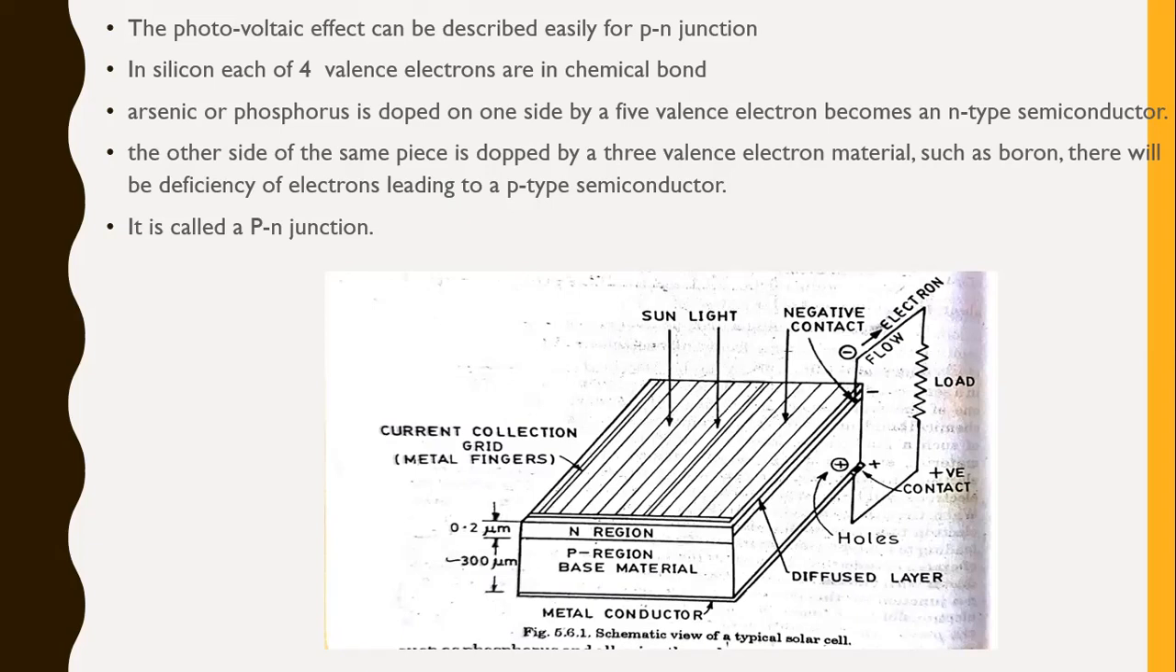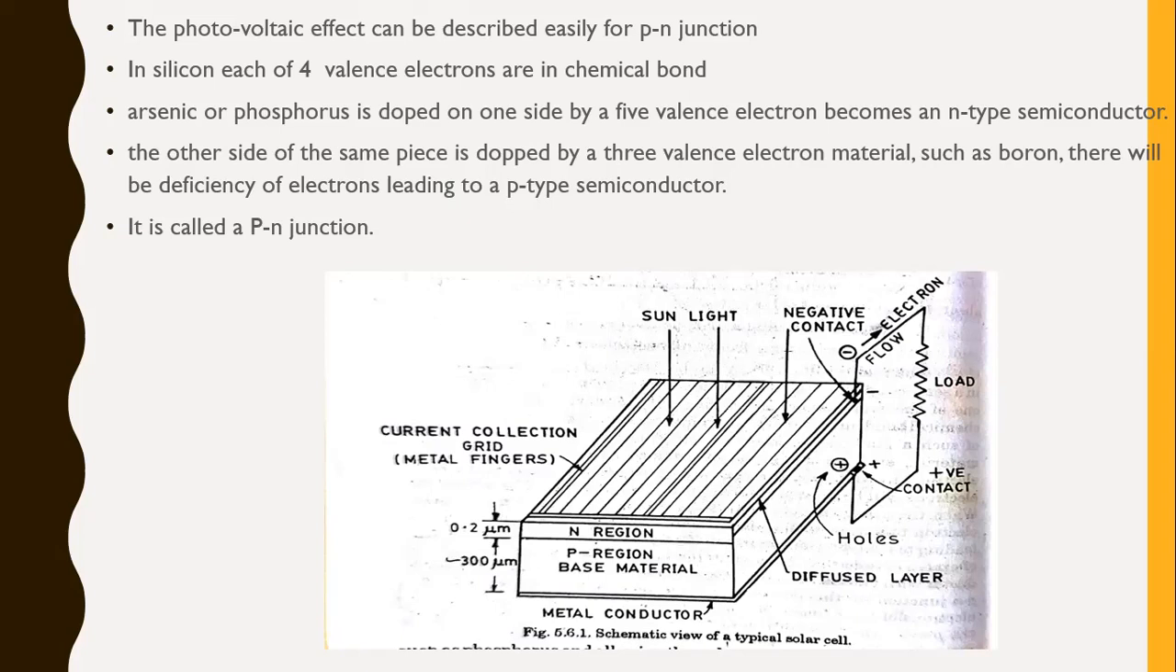The other side is empty, and we dope that other side of the same silicon with a three-valence-electron material, for example boron. Boron has three valence electrons while silicon has four, so there will be a deficiency of electrons. This deficiency of electrons makes it a p-type semiconductor.